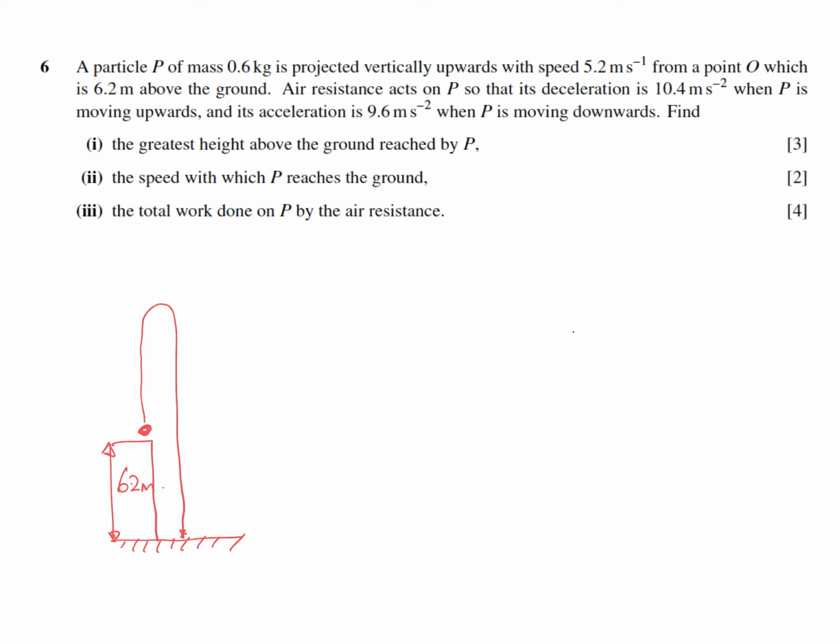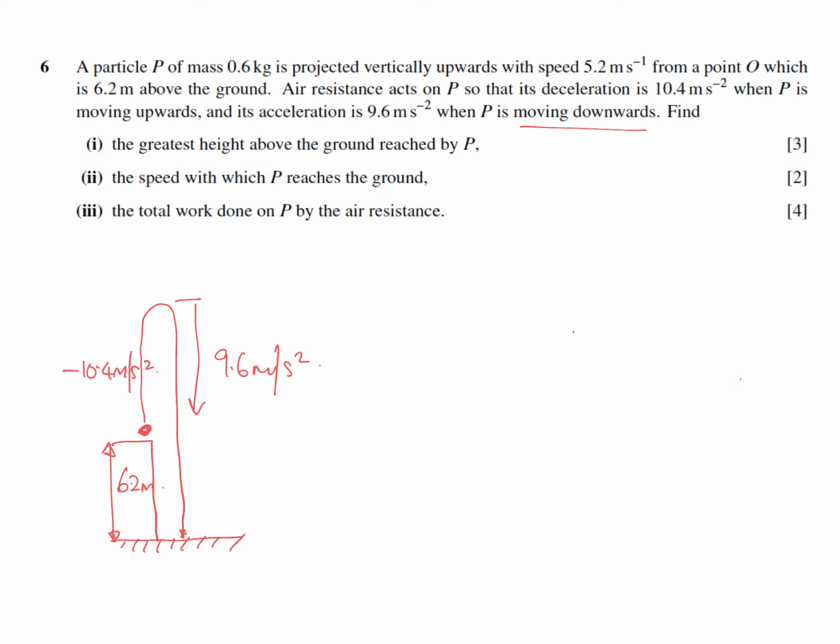Air resistance acts on P so that the deceleration is 10.4 meters per second squared when P is moving upward. So it's negative 10.4 meters per second squared because it's moving upward. And then when it goes downward, it's 9.6. So from here, when it goes downward, the acceleration is 9.6 meters per second squared. Okay, find the greatest height above the ground reached by P.